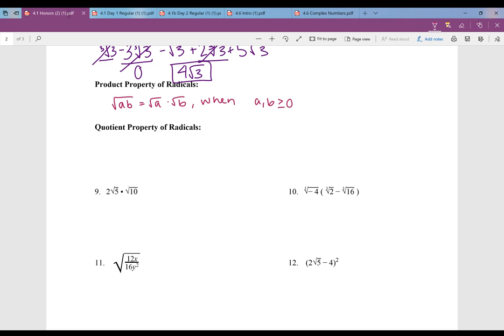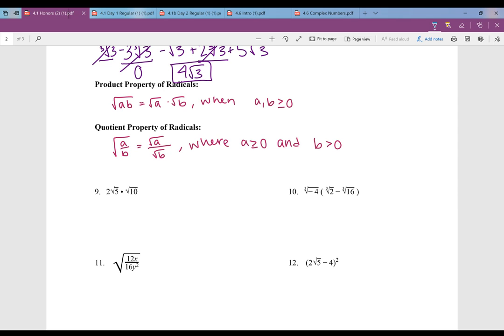Now we're also going to add in the quotient property of radicals. This is very similar. It's just when you have the root of A divided by B, that's equal to the root of A divided by the root of B. And again, A needs to be greater than or equal to 0 and B greater than 0, because you can't divide by 0, so we don't want to have a 0 in the denominator.